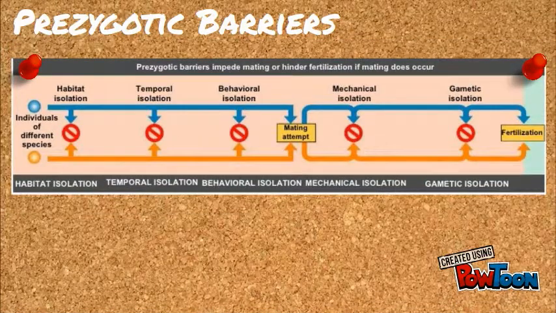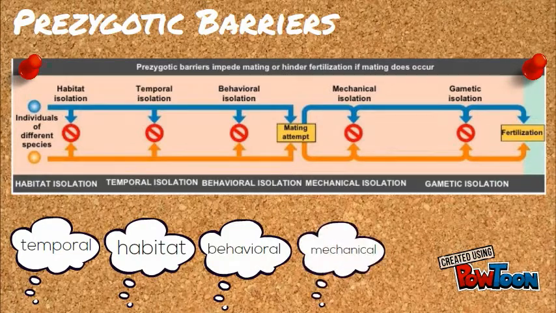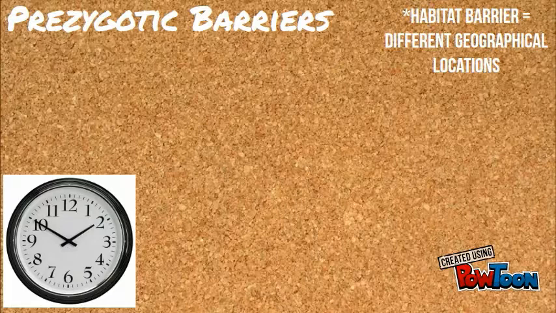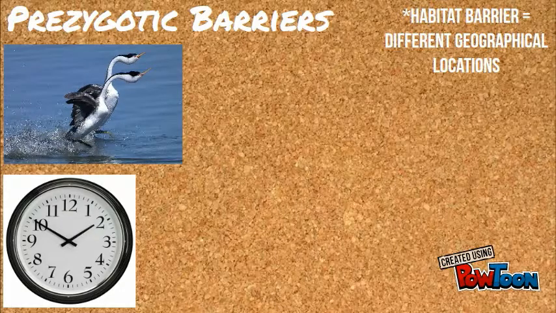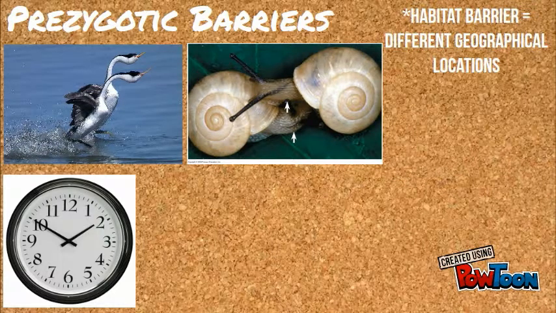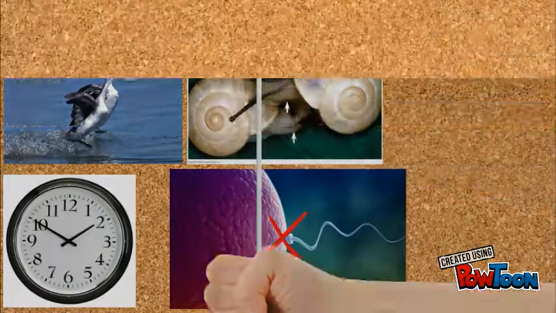Anything that keeps an egg and sperm from joining would be considered a prezygotic barrier. A prezygotic barrier can be temporal, habitat, behavioral, mechanical, or gametic. Temporal having to do with different mating times, behavioral being different mating rituals or attraction methods. Mechanical meaning the organisms have morphological differences that prevent successful completion, and gametic meaning the sperm of the male species can't fertilize the egg of the female species.